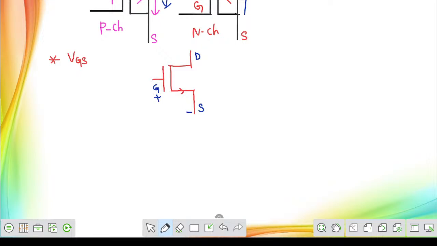The voltage that we are measuring between gate to source we call VGS, and the voltage that we are measuring between drain to source we call the drain to source voltage. One more voltage will be given, called the threshold voltage. It is the minimum voltage required to switch on the MOSFET. The condition to switch on the MOSFET is that the gate to source voltage that we are injecting here must be greater than the threshold voltage. If this condition is satisfied, then your MOSFET will switch on.